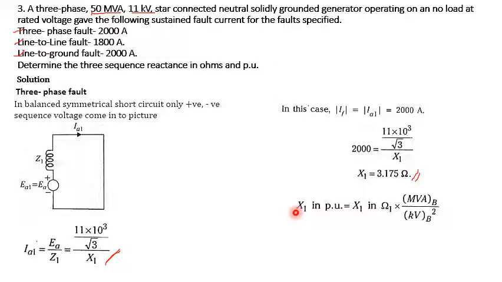We know the formula, x1 in per unit can be written as x1 in ohm into MVA base divided by kV base square. What is MVA base? It is 50. What is the voltage? It is 11 square. We will get 1.31, which is the per unit value. Do not get confused between x1 in ohm and x1 in per unit, because we are going to substitute the value of x1 in ohm, not in per unit values. Remember this x1 is 3.175, and the line to line fault current is 1800, the line to ground fault current is 2000 amperes.